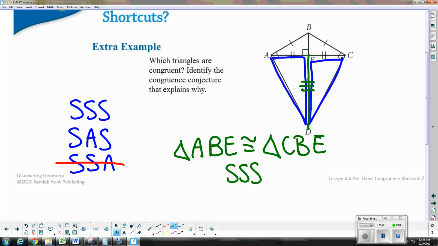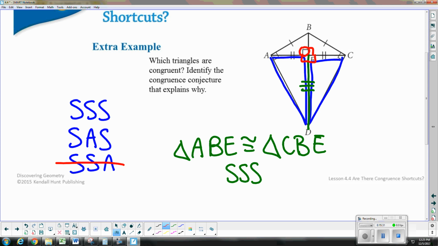And then secondly, it's not given, but if this is a 90-degree angle, then this is 90 degrees, and this is 90 degrees, and this is 90 degrees. And we can get that using the linear pair conjecture or vertical angles conjecture to show that all four of those angles are perpendicular.